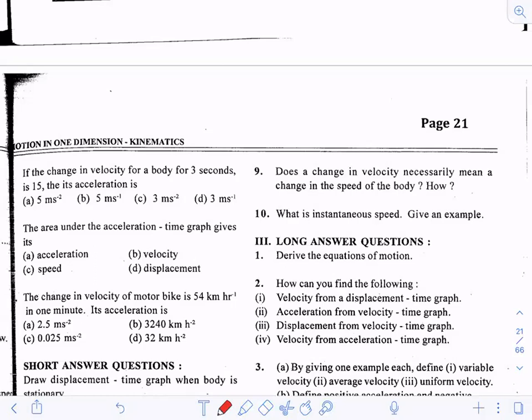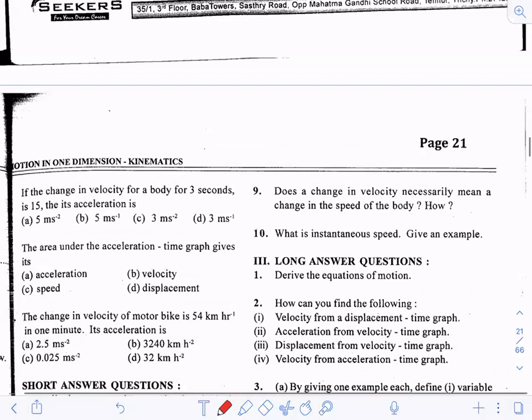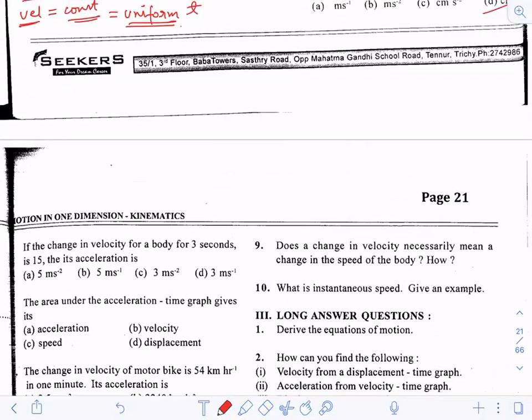So just see this 8th question. If the change in velocity for a body for 3 seconds is 15, that means within 3 seconds, the velocity changes by 15. So what is the acceleration now?